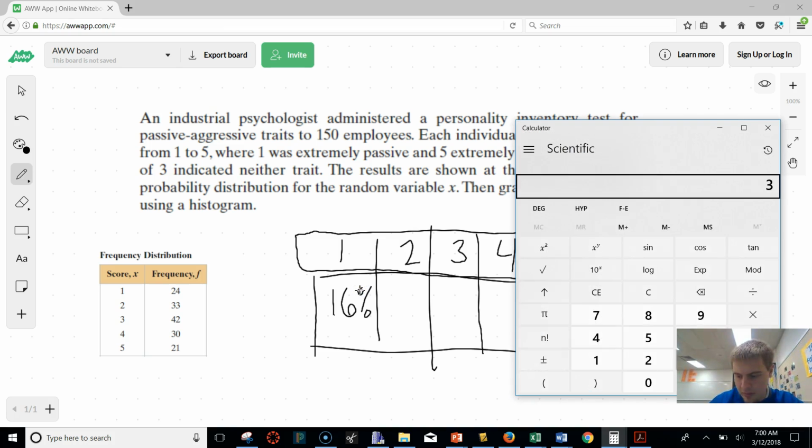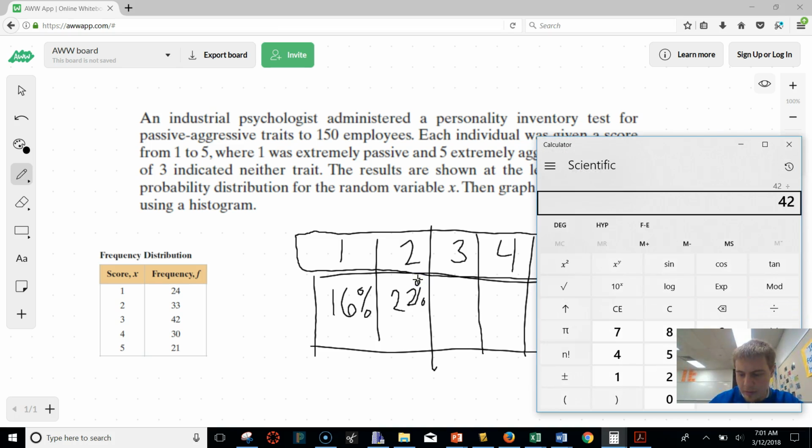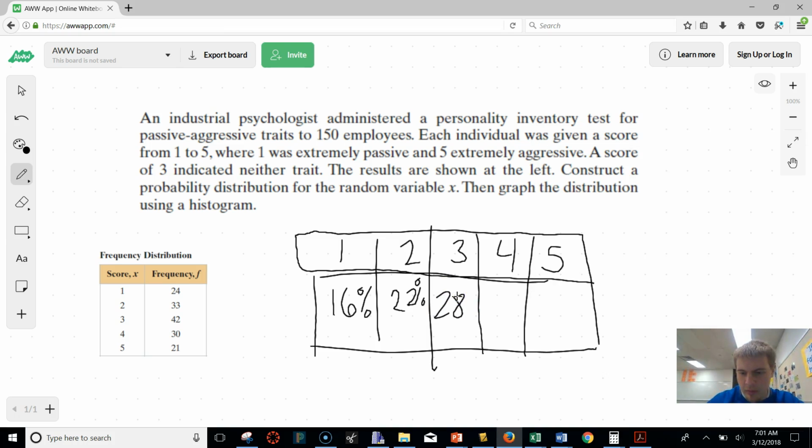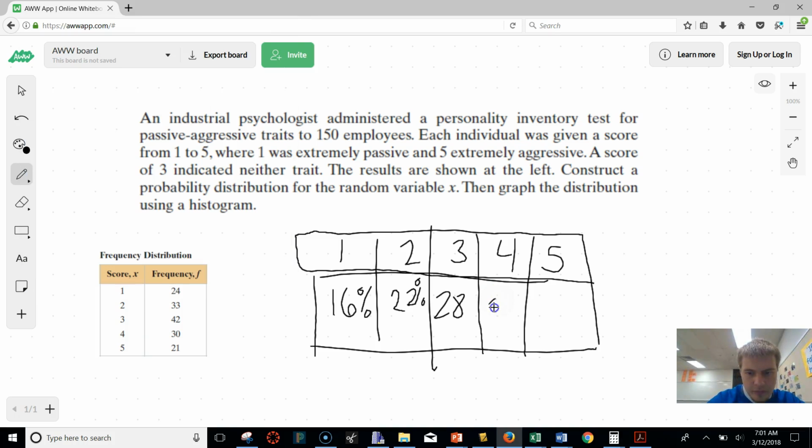Let's see what 33 divided by 150 is. It's 22%. Let's see what 42 divided by 150 is. So we're just going to keep going through. I'm going to stop writing the percents because that takes a little bit longer.